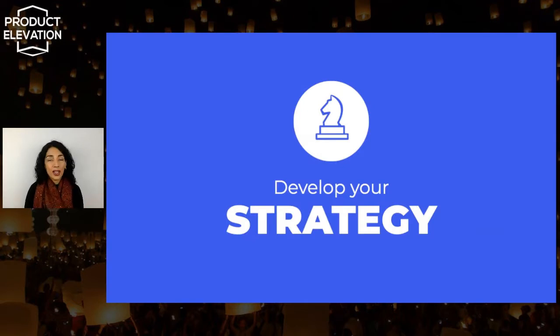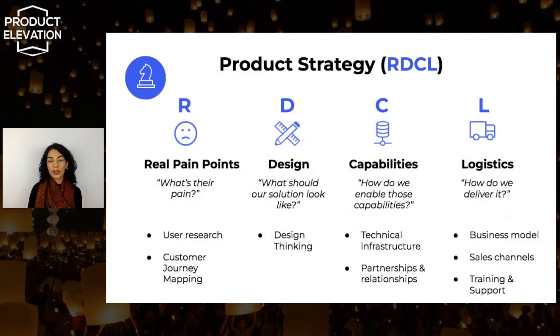But that's only the first step. So then we needed a strategy to translate this into a set of actionable steps. The easy to remember mnemonic is RDCL, or radical, which is starting your strategy with defining the real pain points. What's the pain that makes someone come to your product? This is where you need to do some user research, perhaps customer journey mapping. Next, you can think about, what's the solution to solve that pain? This is where you can apply design thinking.